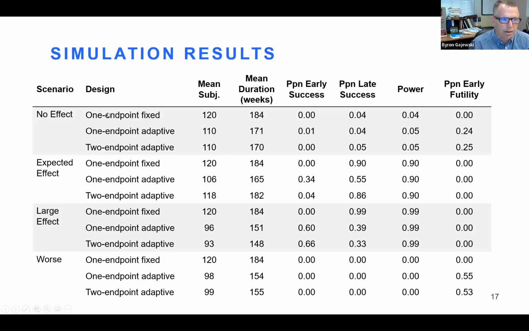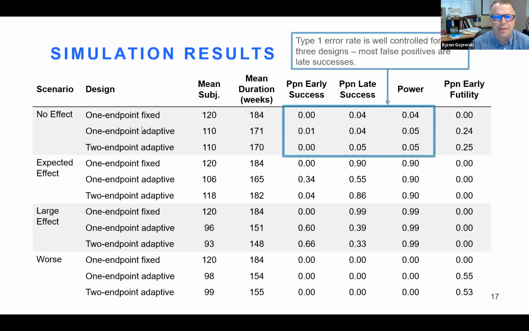Okay, so three comparisons. We want to see how well our two endpoint adaptive improves or is a compromise of the one endpoint fixed and the one endpoint adaptive. So the type 1 error is well controlled for all three of the designs. We sometimes say you want to compare apples to apples, and this says that we can. There's a little bit of a simulation error, but under this column here, it says power. That's essentially the type 1 error. They're all less than or equal to 0.05. So that says that we have unbiased designs.